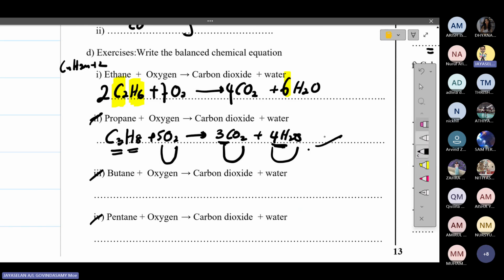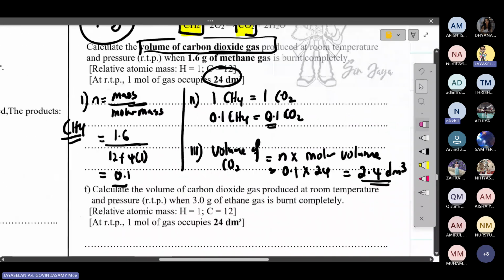Because for chapter 2, you have to remove the fraction. For chapter 3, no need. Chapter 3 has heat of combustion, so that one no need. Okay, this one must write like this. Okay, sir. Thank you.